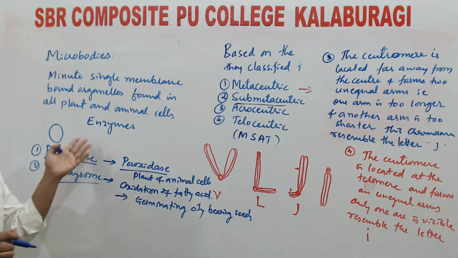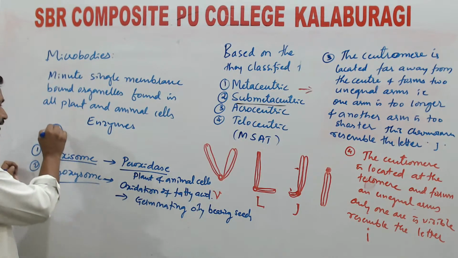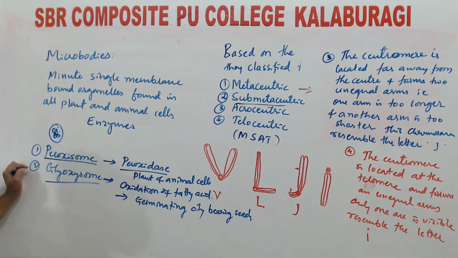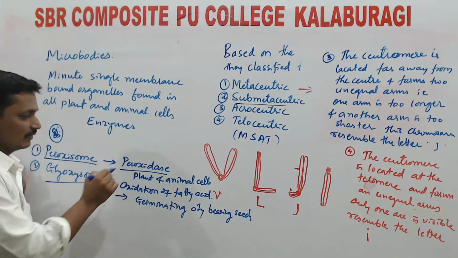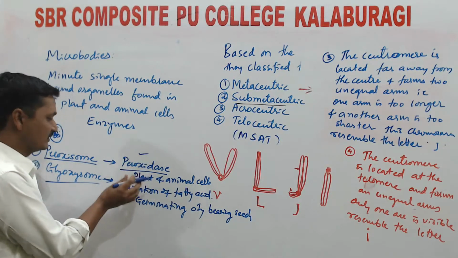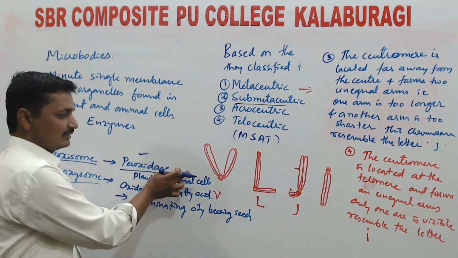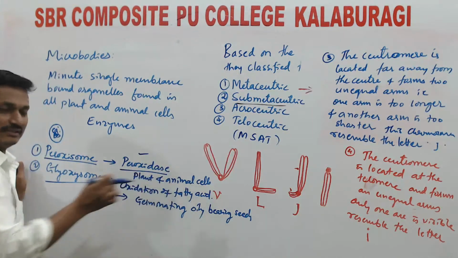Okay, these are two types of microbodies. They are also having a single membrane, and inside this we find different enzymes required for oxidation processes. Here, one of the enzymes called peroxidase is present inside the peroxisome. This is involved in various processes of plant and animal cells.